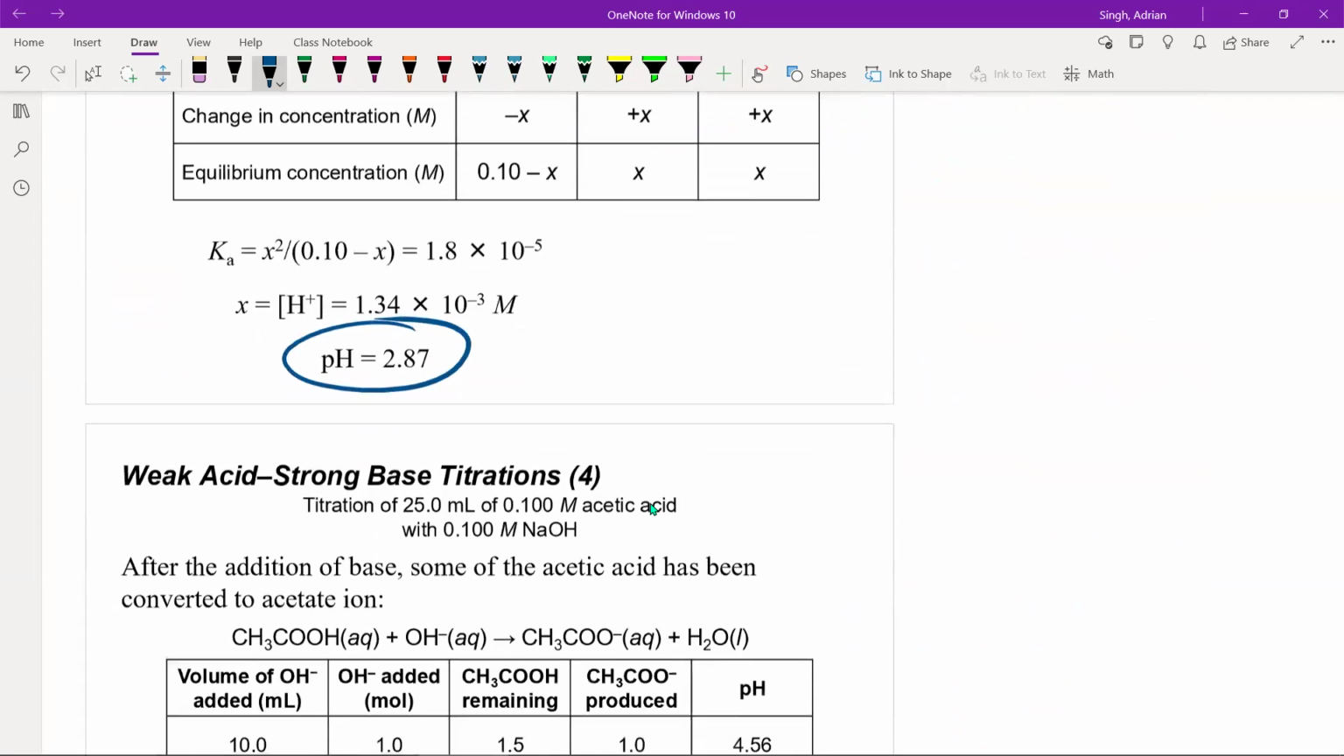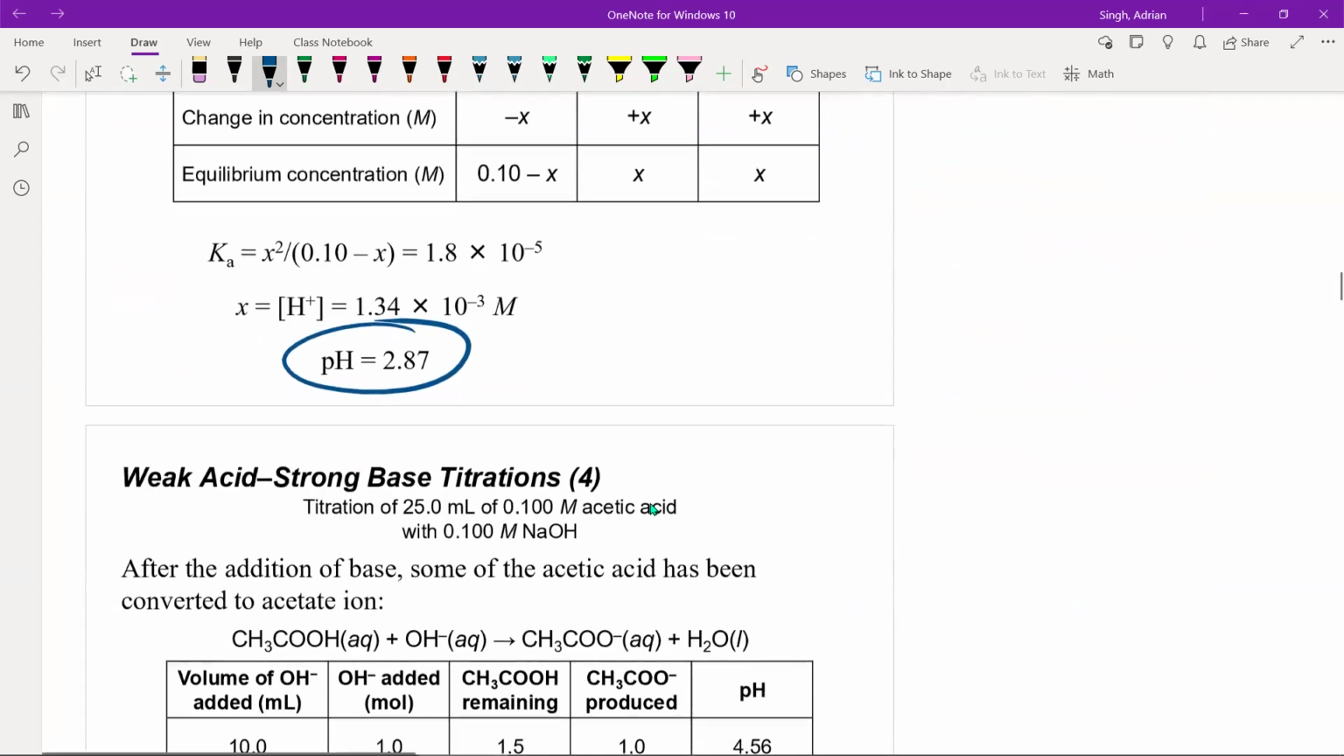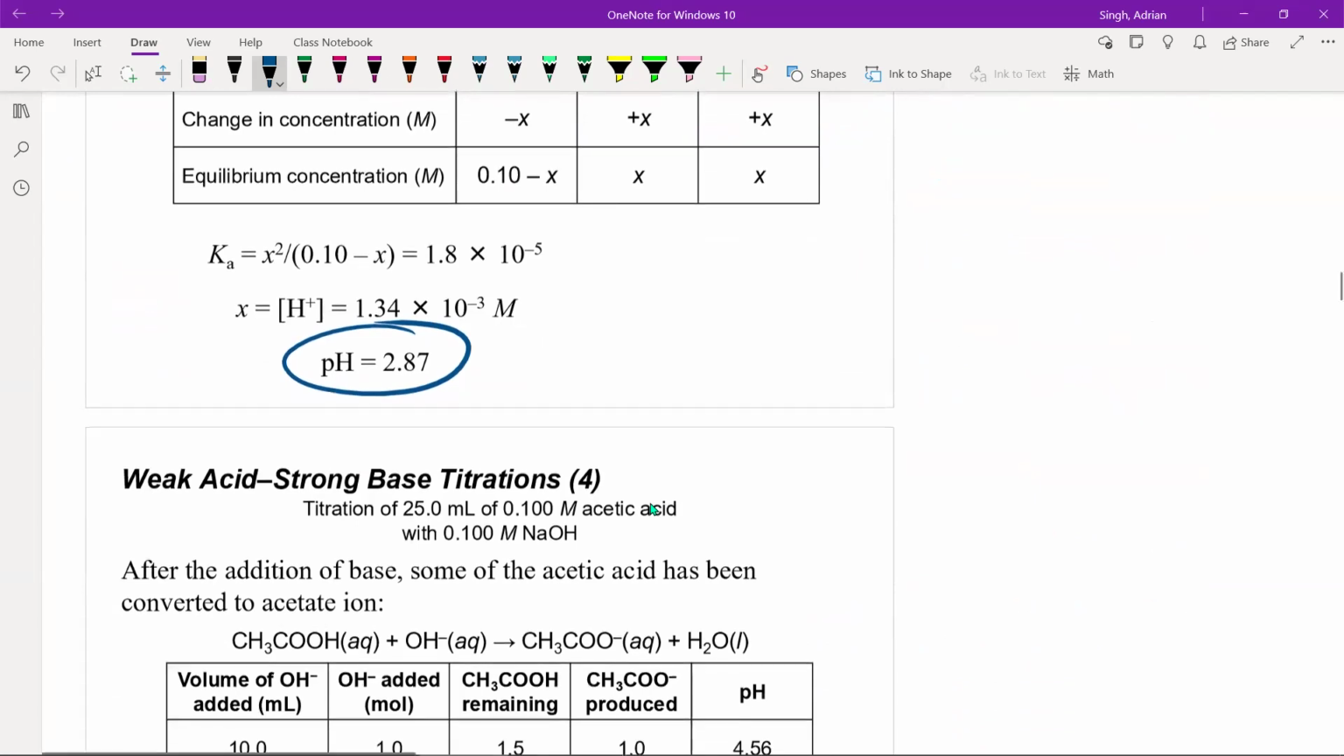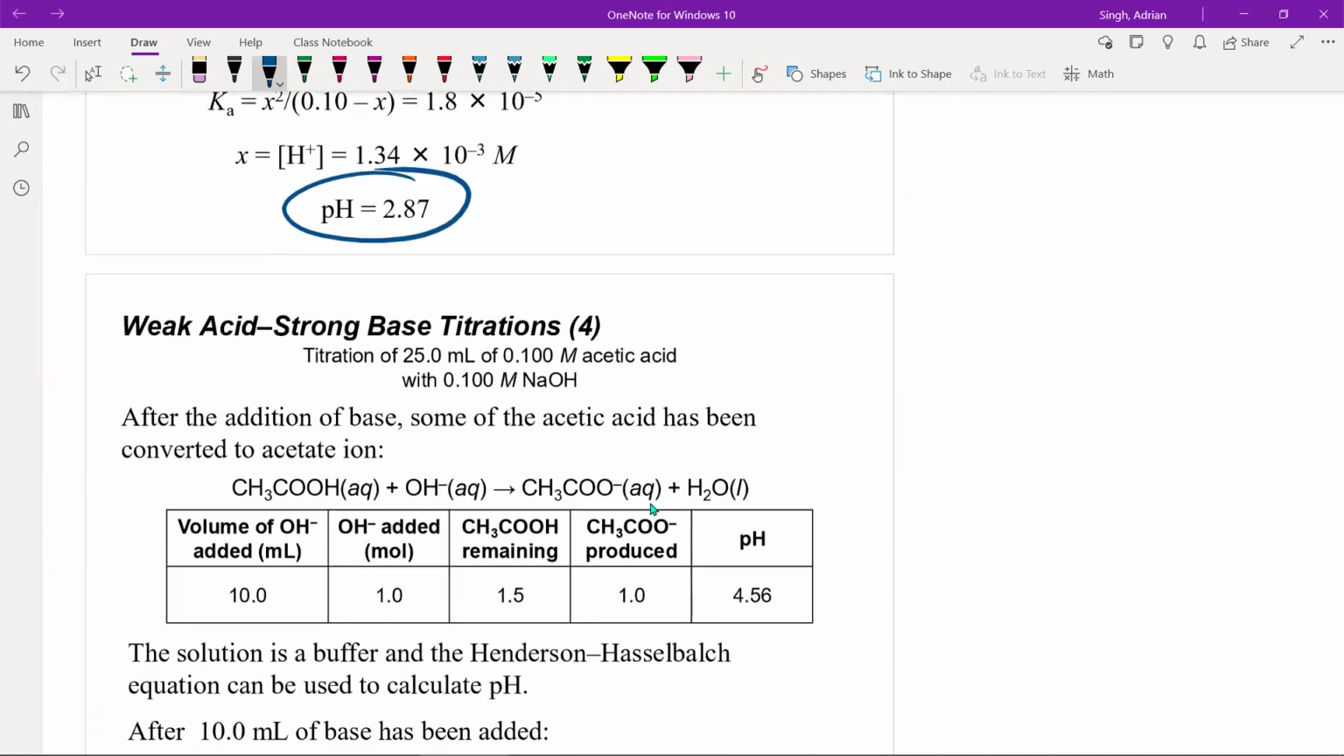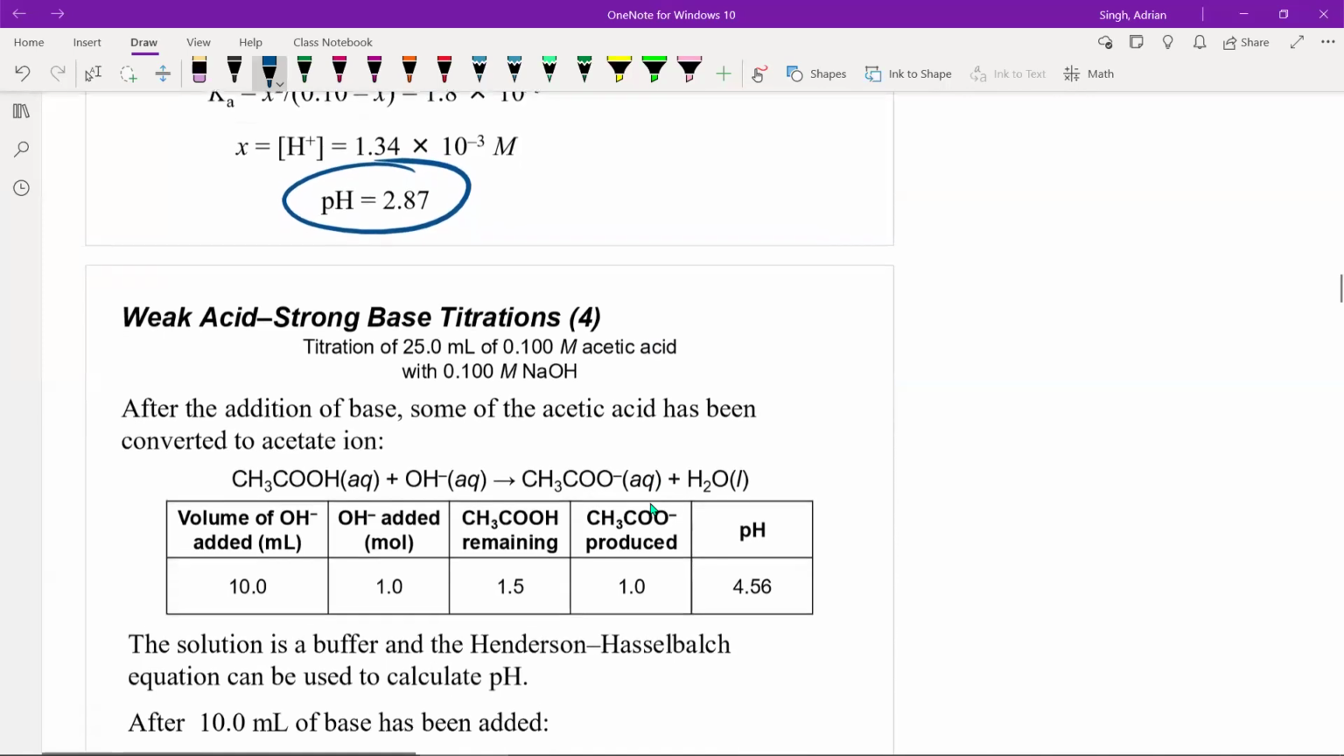What happens further on in the titration? If I start adding now some of the strong base to it, let's again take a look at adding, let's say, about 10 milliliters of the base.